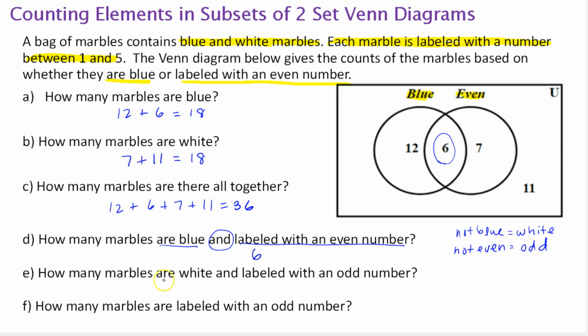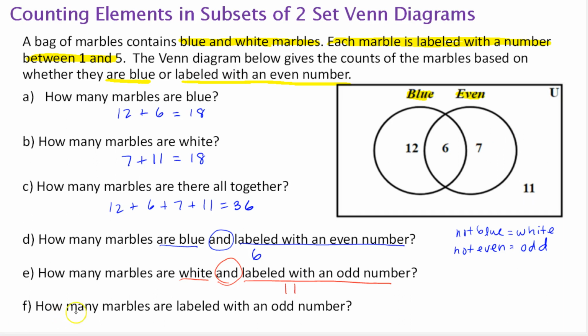Next, we're asked how many marbles are white and labeled with an odd number. Let's use a different color. Okay, so now if they're white, that means they're not blue. So these marbles are white, and "and" means that it has to be both. So since these are the even white marbles, these are the odd white marbles. Okay, so there are 11 odd white marbles.